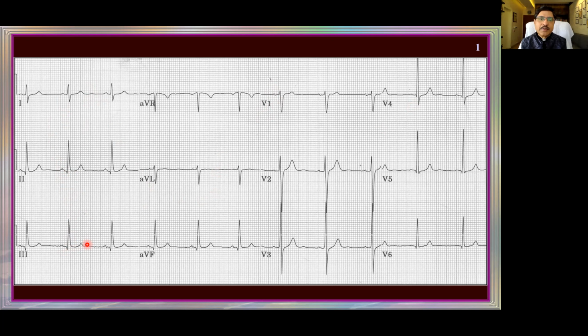That's also not there. Then how do I say what is the axis here? From the knowledge that I have given you here, if all these 4 leads are positive, this is the normal axis. What is the normal axis? Minus 30 to plus 90. Minus 30 AVL to plus 90 AVL is all the normal axis.